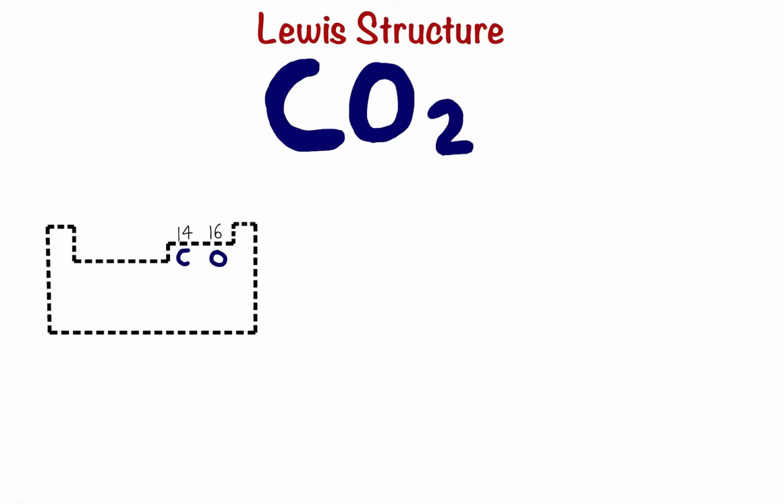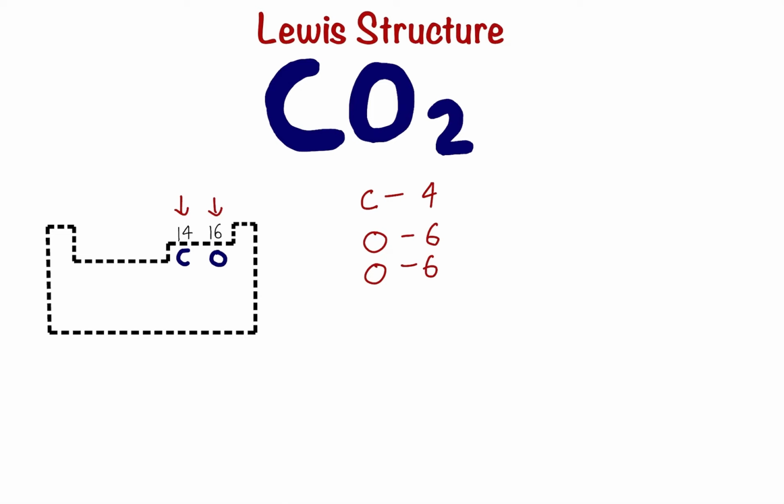To draw the Lewis structure for carbon dioxide, we must first determine how many valence electrons are in carbon and how many valence electrons are in oxygen. Carbon is in group 14 of the periodic table, meaning it has 4 valence electrons. Oxygen is in group 16, meaning it has 6 valence electrons. We have 2 oxygens, so I'll duplicate writing this.